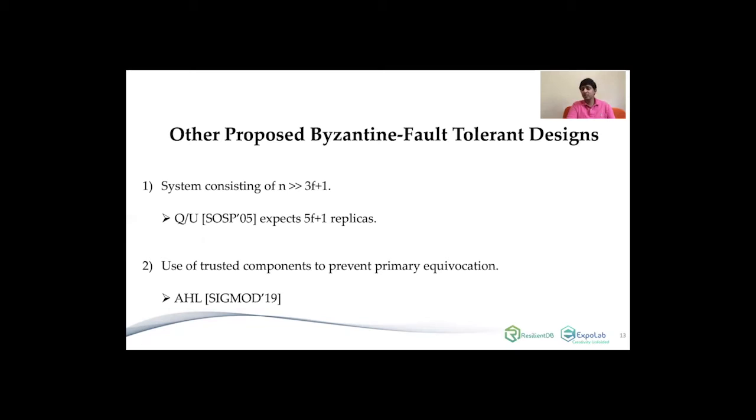Then there is another set of protocols which say, how about we use trusted components? Basically, these protocols suggest that every replica has a trusted component which helps in preventing the primary from equivocating. If you do that, then the total number of replicas required in the system is smaller and fewer communications are required. And every replica gets a guarantee that the primary can no longer cheat. That is good, but the whole system's reliance now depends on a trusted component, and if the trusted component fails, the system can fail.